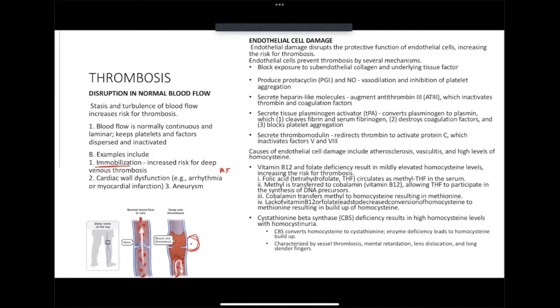Now, if you have endothelial damage, you understand why thrombus can form, because you're exposing the blood to subendothelial collagen and the underlying tissue factor. So you're increasing the coagulable state of the person. So damage to the endothelial wall could be due to atherosclerosis, vasculitis, high levels of homocysteine, and so on. You can read this whole thing. None of it is super important, just as long as you're getting the general idea that endothelial cell damage can lead to thrombus formation.